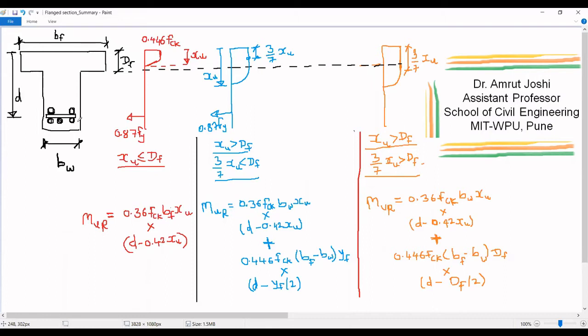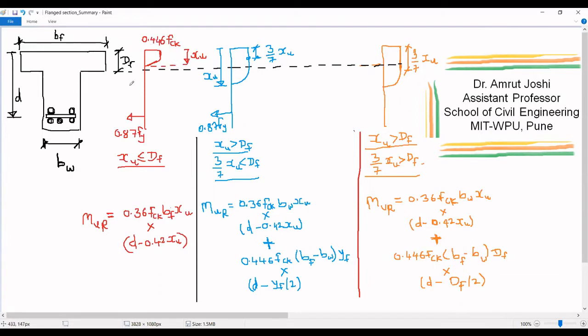Mind you, we are dealing with singly reinforced flange section. There can be three cases that can emerge. The first case is XU is less than DF. That means neutral axis at failure lies within the flange.